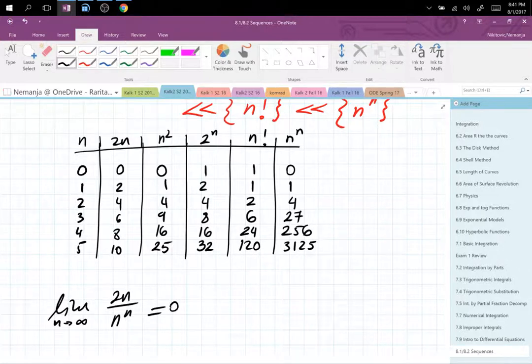Faster over slower goes to infinity, and slower over faster goes to 0. So we have a situation here, slower over faster goes to 0.